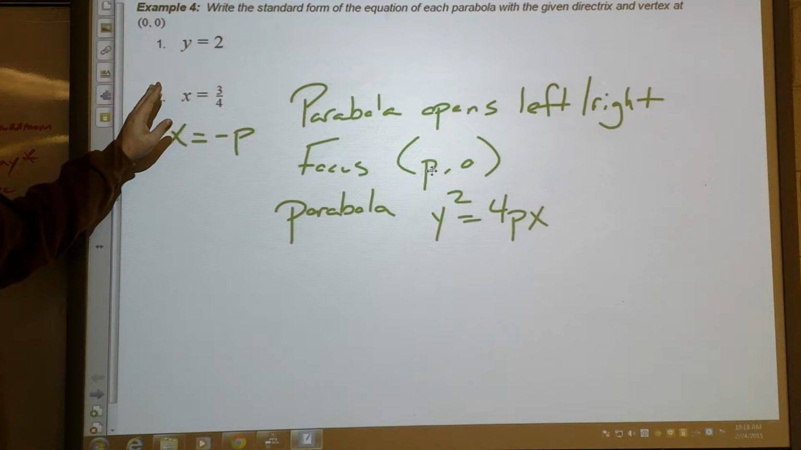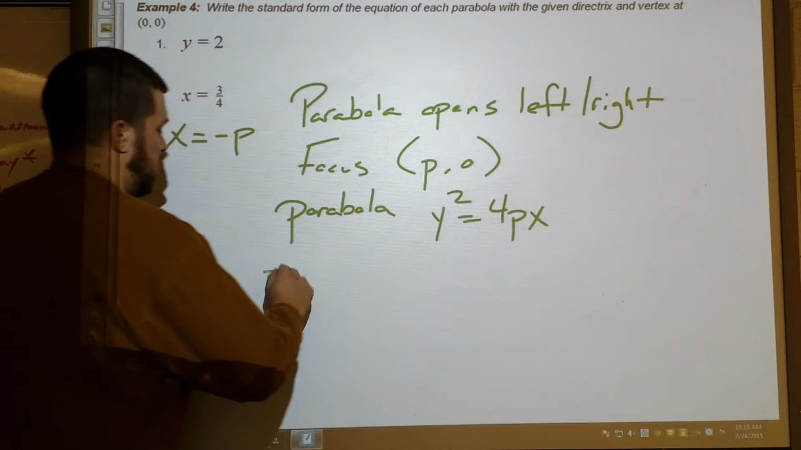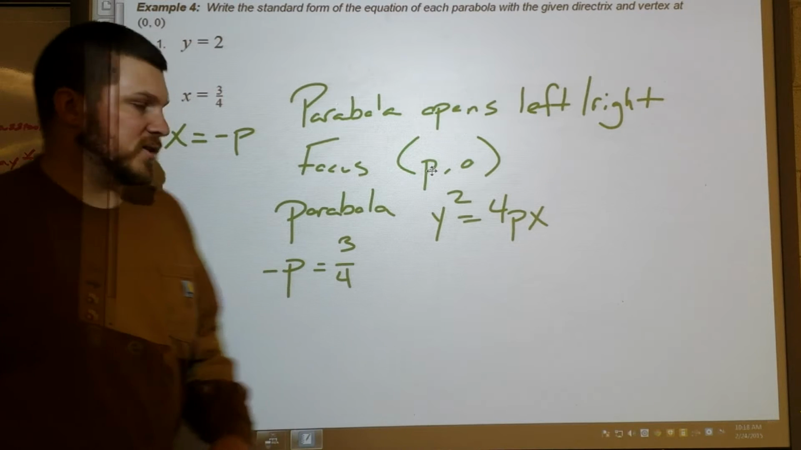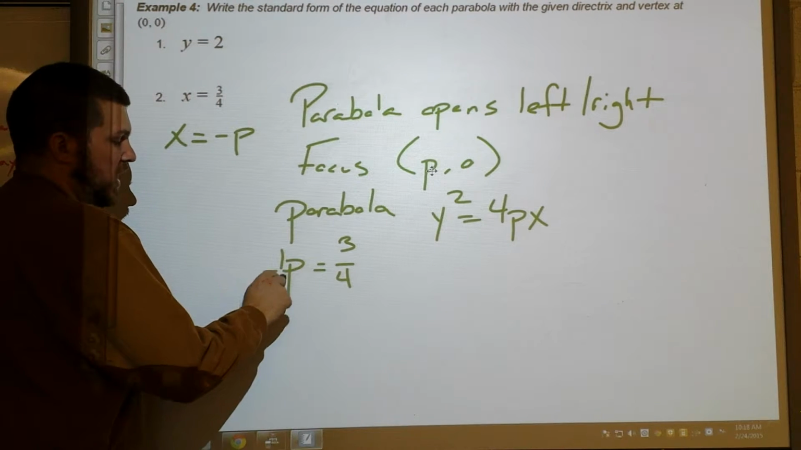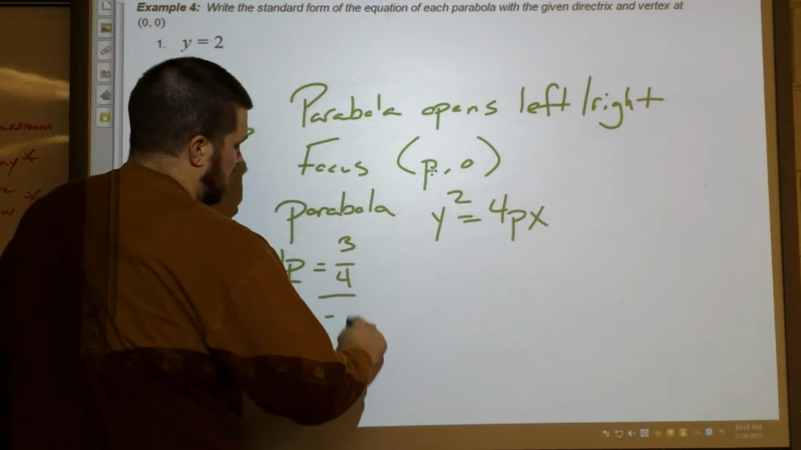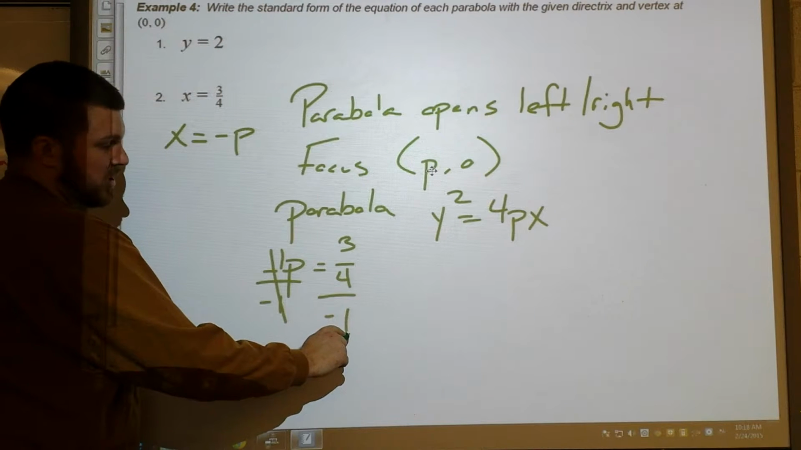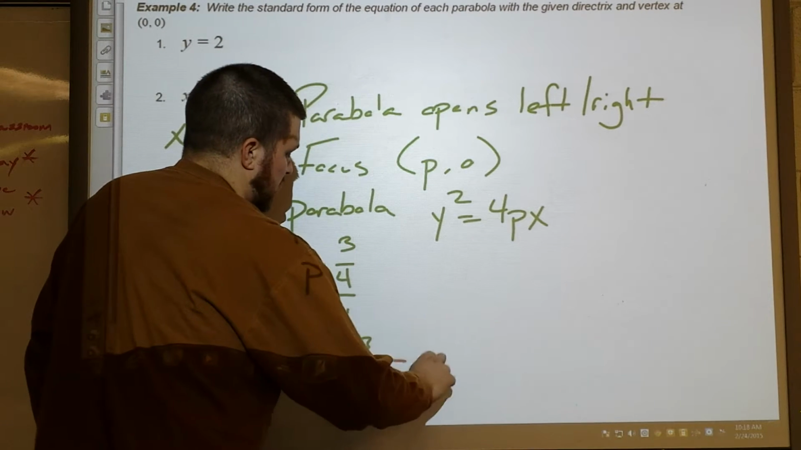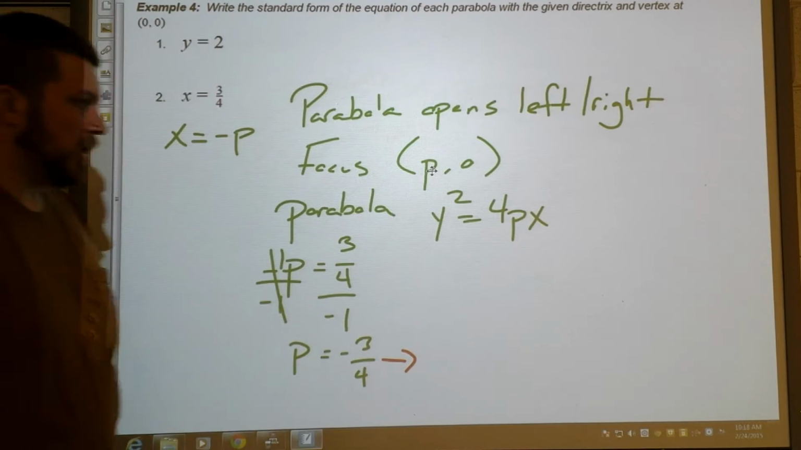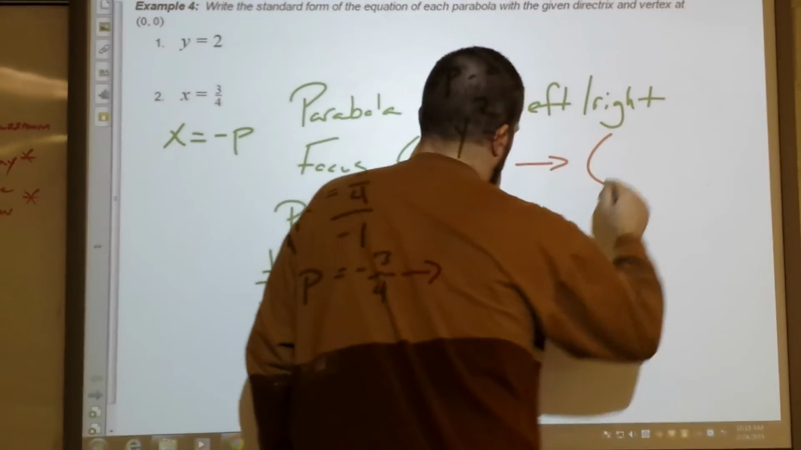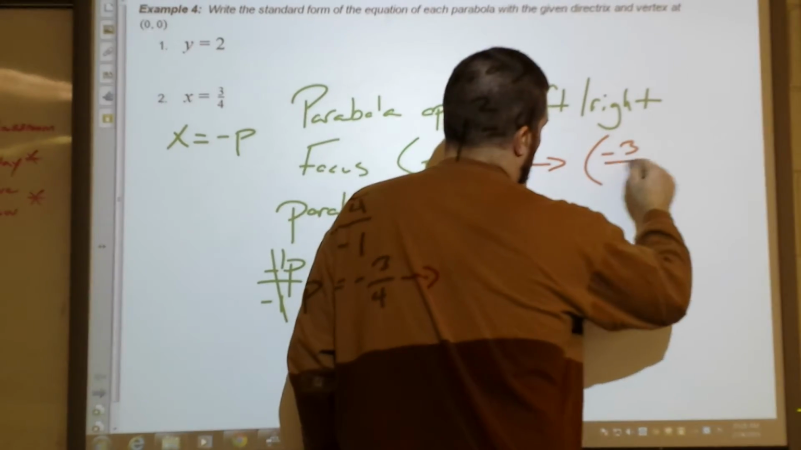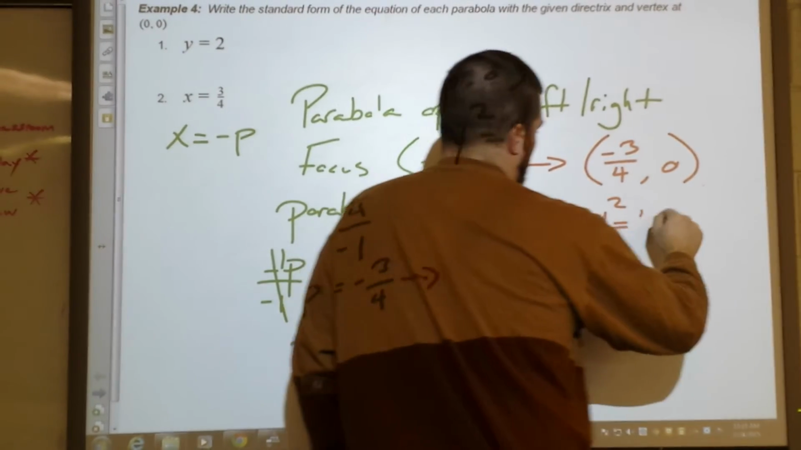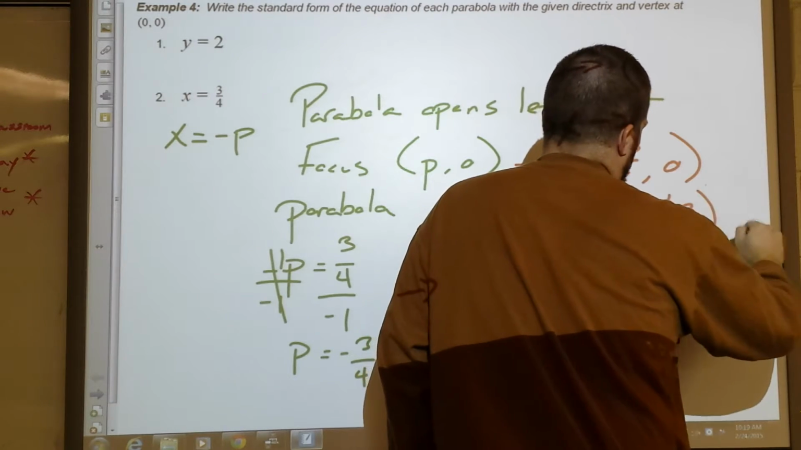Well, based on this rule from our notes, x goes with x, so that means negative p has to be equal to 3/4. Well, I want p, not negative p, so I've got to get rid of the negative. So I'm going to pretend that there's a negative 1 in front of p and divide by negative 1 to get rid of it. Well, a positive divided by a negative is just a negative, so p is equal to negative 3/4. Now, using that information, I can find out what the focus is and what the equation of my parabola has to be. So my focus is now at negative 3/4, 0. And plugging in for p, my equation of the parabola becomes y squared equals 4 times negative 3/4 x.